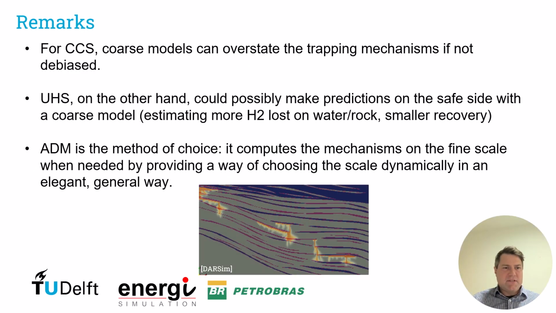So in summary, we have seen that for CCS, coarse models overstate the trapping mechanisms, and this is not on the safe side. We must take a lot of care when making predictions with coarse models. If we do the same for underground hydrogen storage, perhaps we are making errors on the safe side, so this can be a smaller problem. And finally, ADM is the method of choice for us because it computes the mechanism in the fine scale every time it is needed, and it provides a general way of solving this problem.